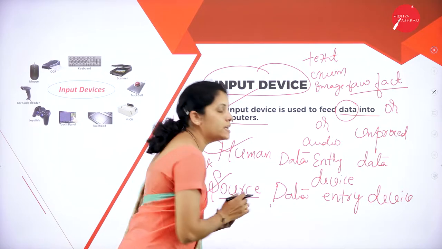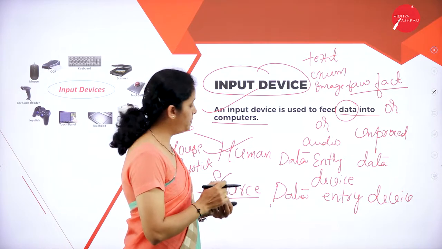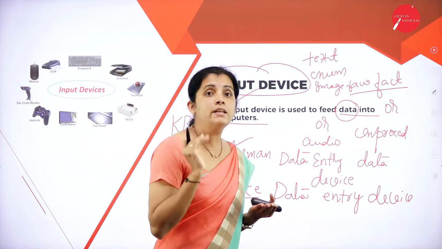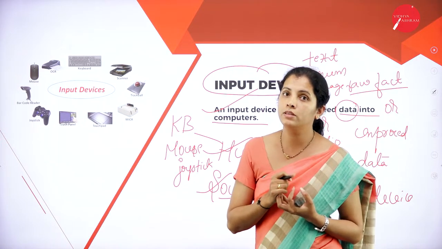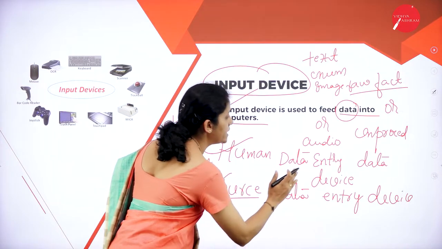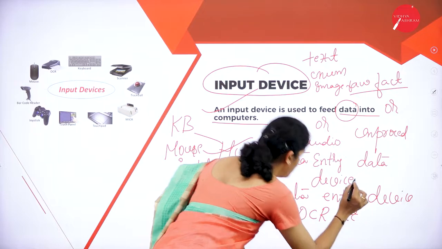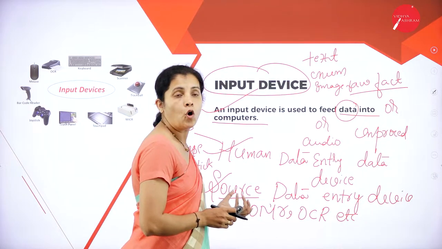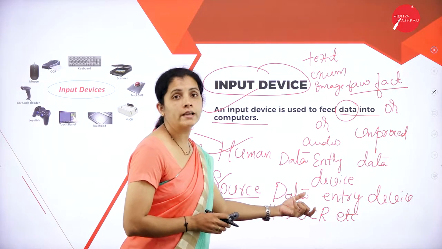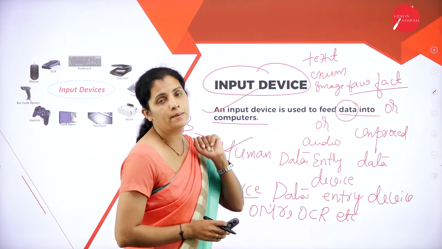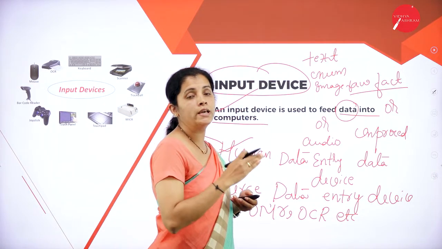The name itself indicates that we are going to use some other source device to feed the data into the computer system. Some examples of source data entry devices are OMR and OCR, etc. OMR is optical mark reader. OCR is optical character reader. So these are the two main types of input device, which is used to feed the data into the computer system.